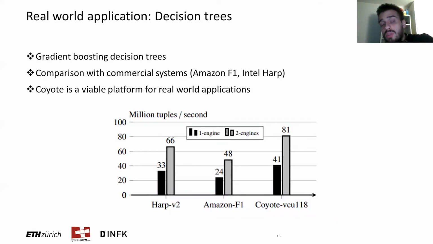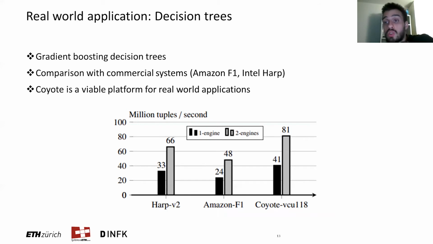Now I'll move straight away into the real-world application. So we compare Coyote to some of the commercial systems out there, namely Amazon F1 and Intel HARP. Now, what we want to show is that Coyote is a viable alternative to these systems, and that it comes with negligible performance cost. So the application we implement is gradient boosting decision trees.